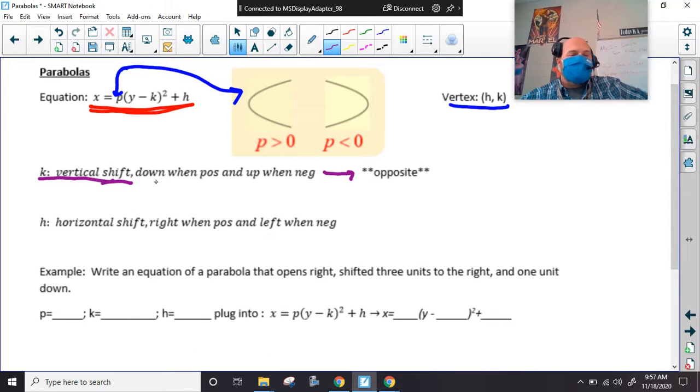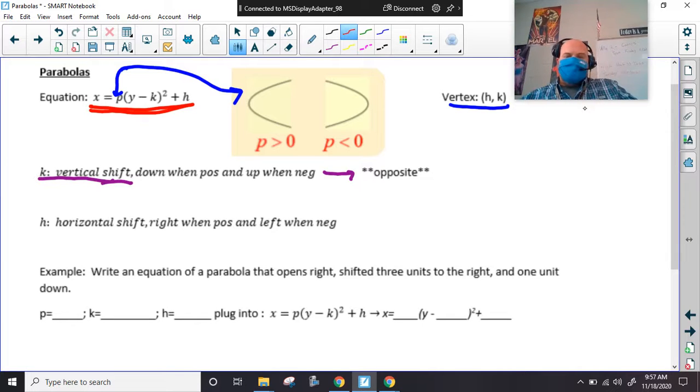So k is going to be the weird thing, because it's the opposite. If it's written as a negative, it goes up. If it's positive, it goes down. Before, it was the h that was the opposite, but since the whole equation's flipped over, k is the one that's the opposite, and h is normal.